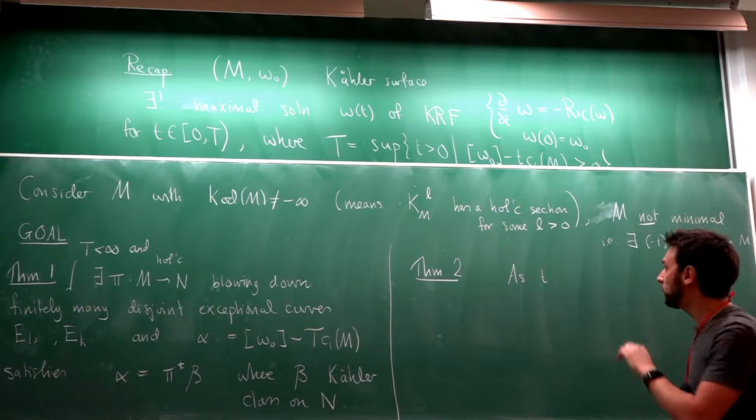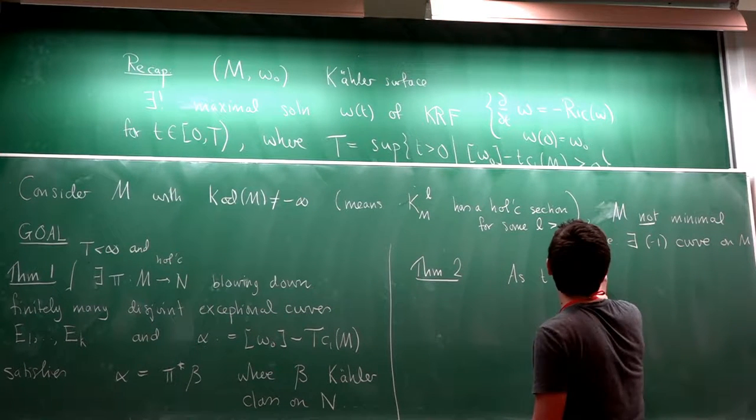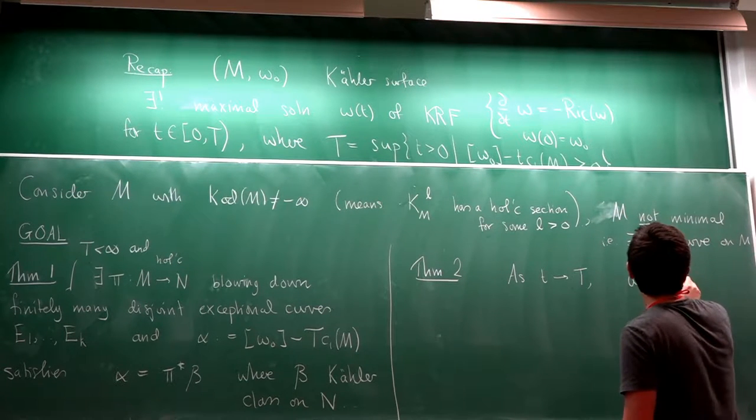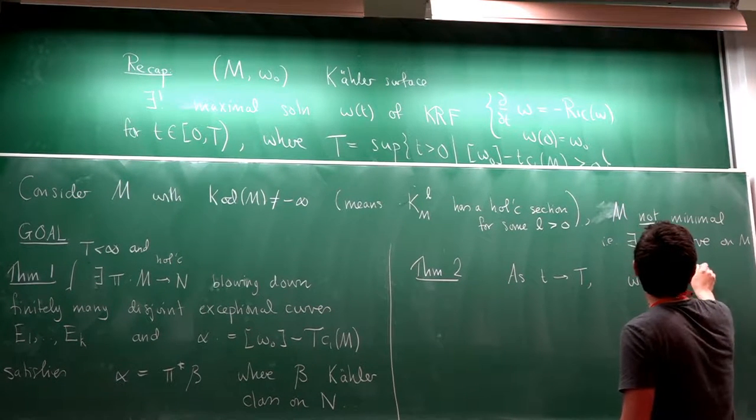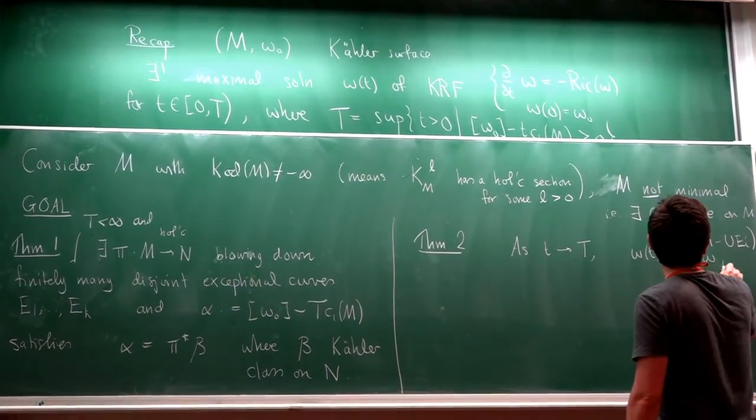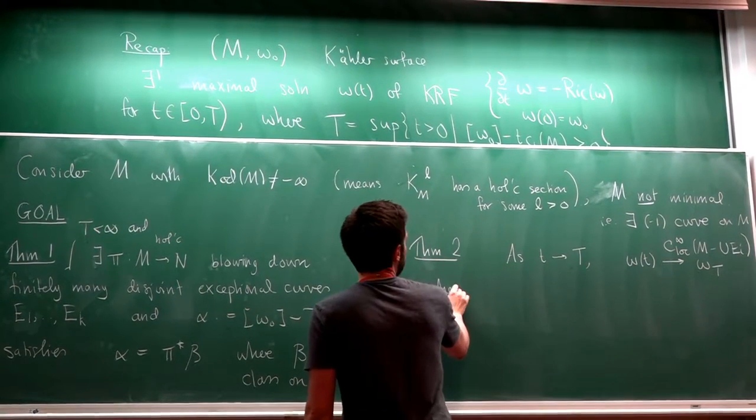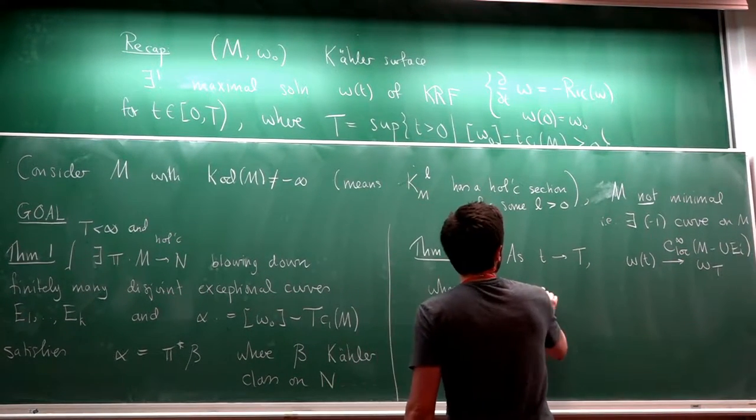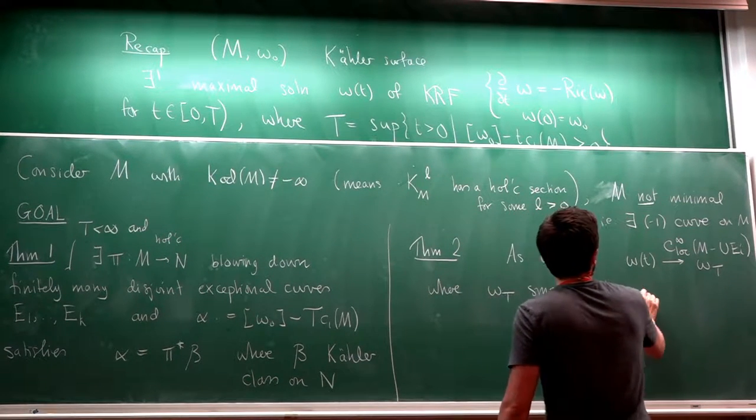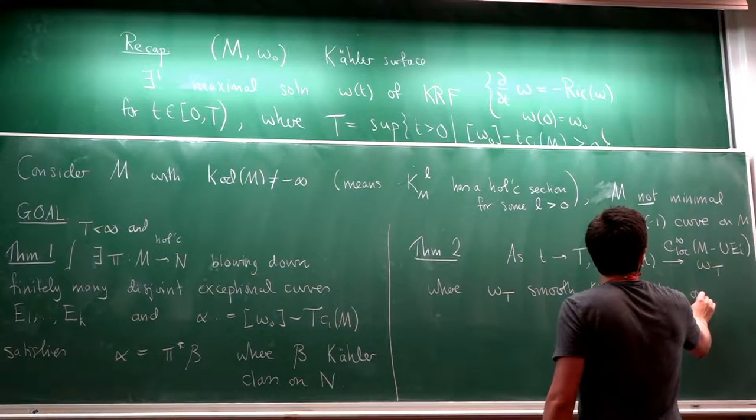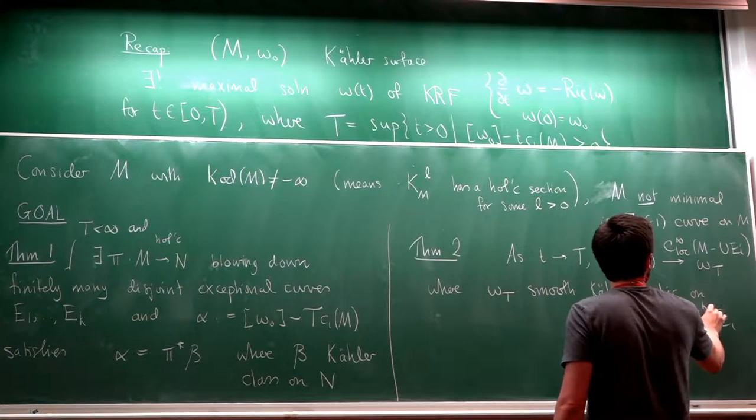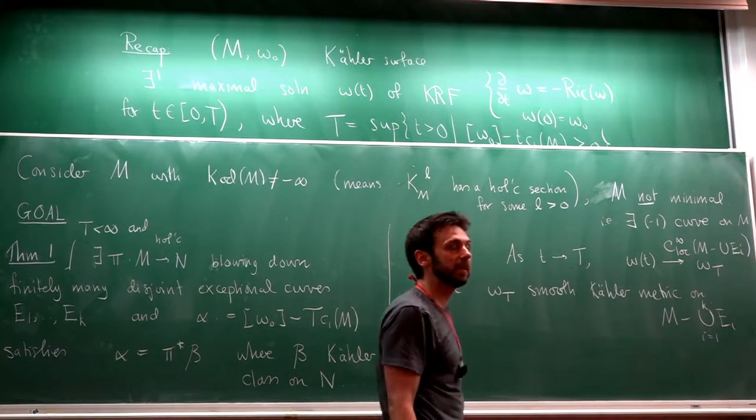Okay. So Theorem two is that as t tends towards capital T, omega t converges in C infinity locally on M minus the union of the E_i to some omega_T, where omega_T is a smooth Kähler metric on this M minus the union of the E_i. Okay. So this means smooth convergence on compact subsets.